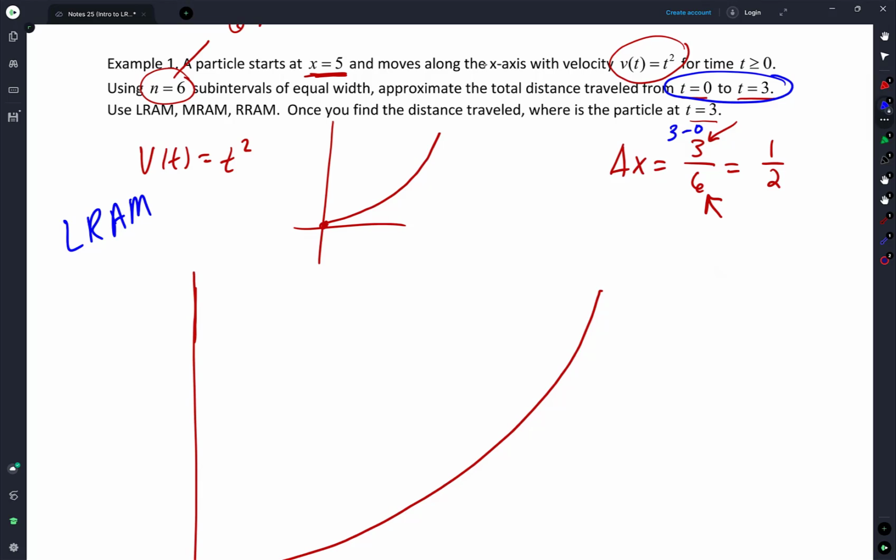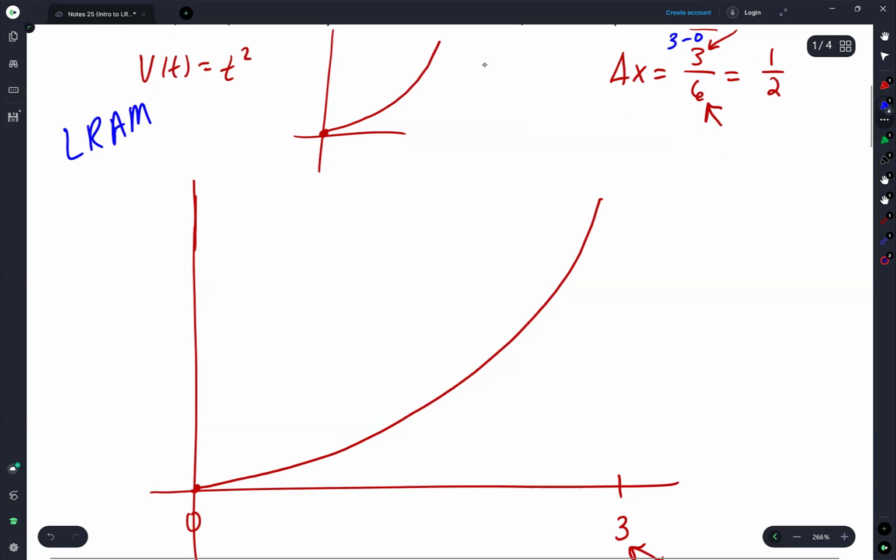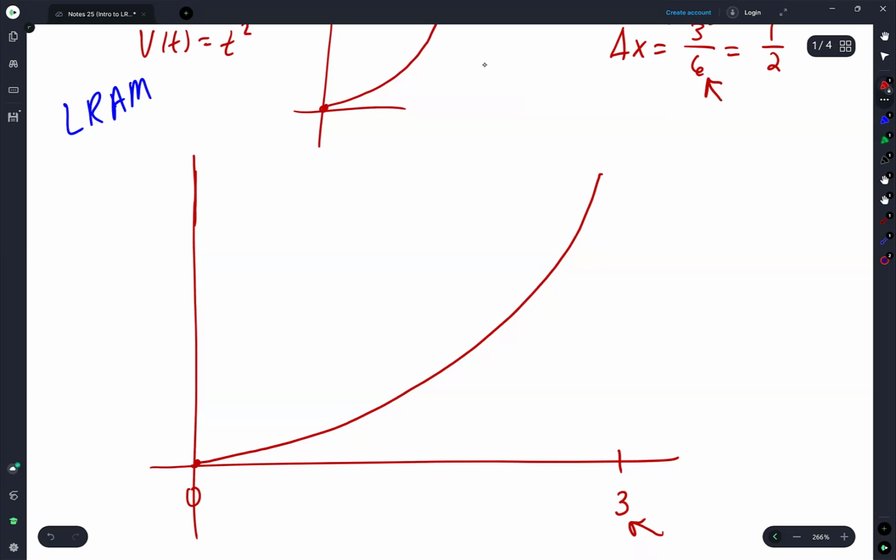Choose your favorite color, whatever color you want. We're going to do this three different ways with three different colors. So my first rectangle, before I do anything, I want to put my grid here. If that's 3, I'm going to say 1, 2. I'm going to say this is 1, and that looks like 2. I feel like I have an evenly spaced, for the most part, grid. So try to make it evenly spaced.